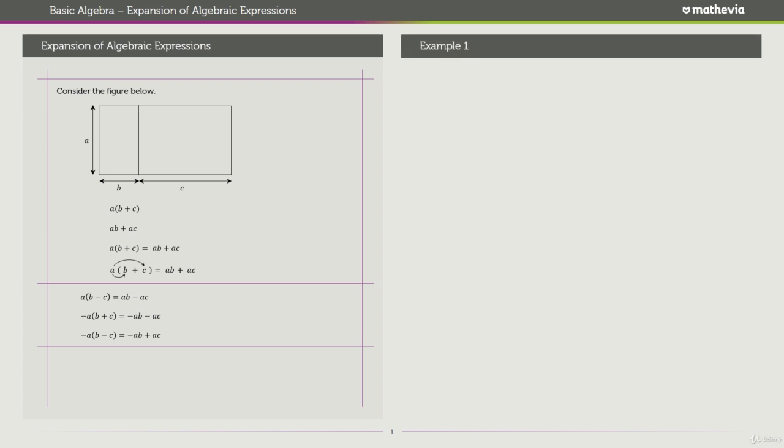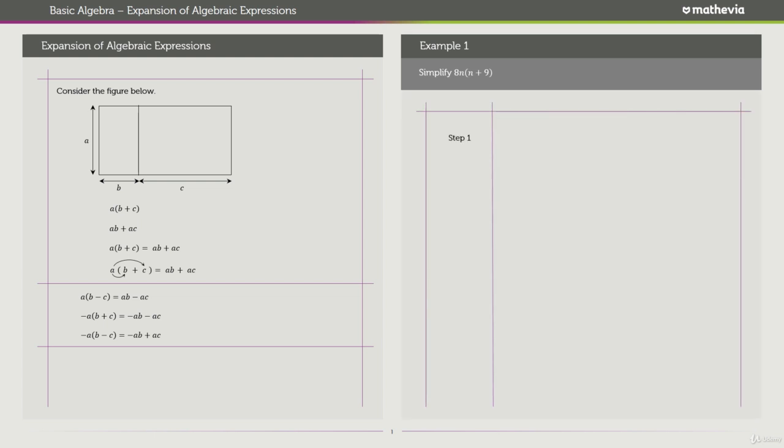Example 1 says simplify 8n multiplying n plus 9. To expand this, we pretty much just multiply 8n by n. It gives you 8n squared, and then you do the same for 8n times plus 9. It gives you plus 72n, and that's it. Very simple, very straightforward. Let's move on.